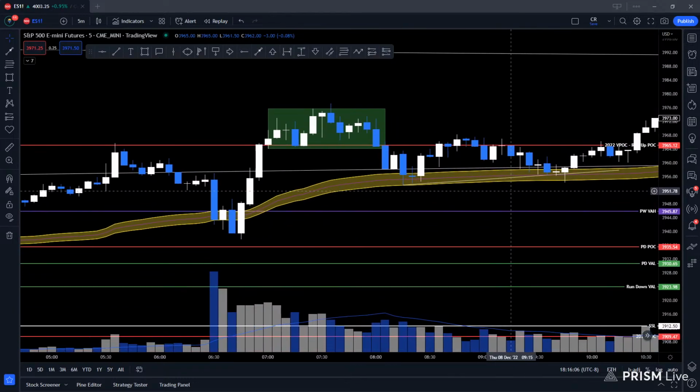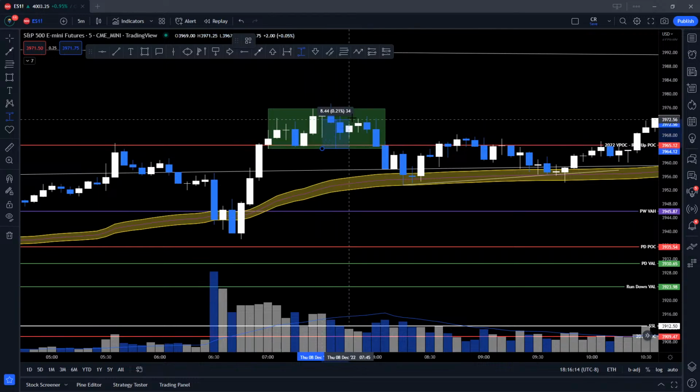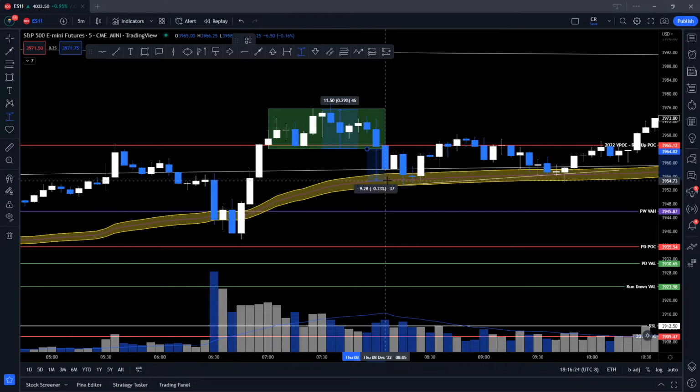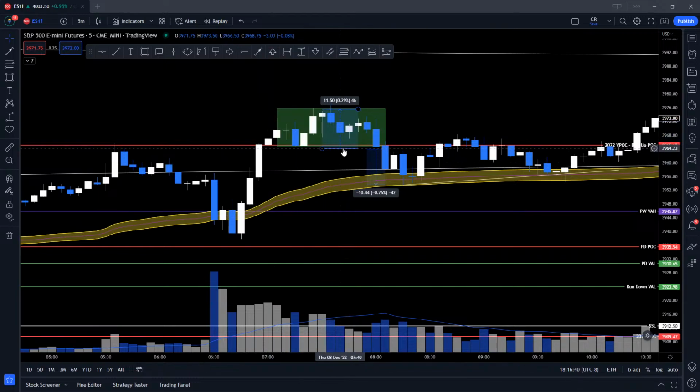And if you take your measurement tool and measure this box bottom to top, like I was talking about, it's at 0.29%. And then we measure to the downside. I think I took this. This candle was not part of the consolidation.